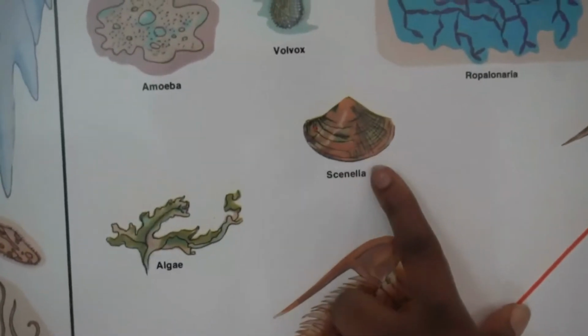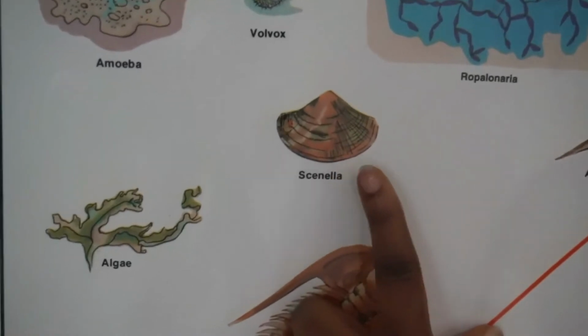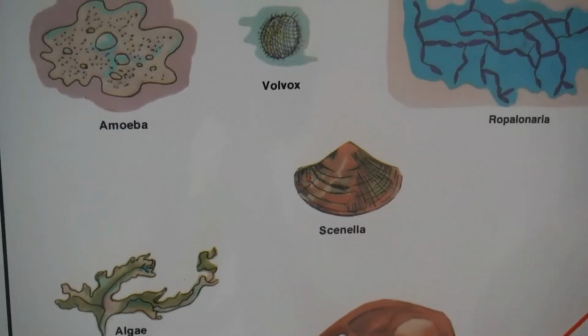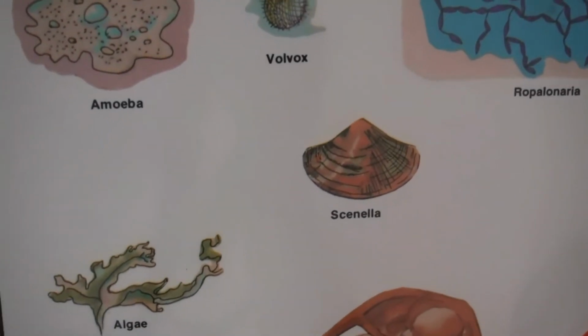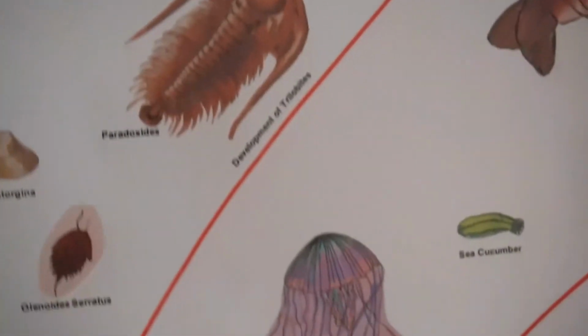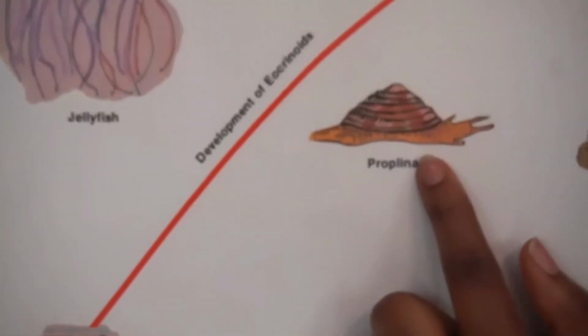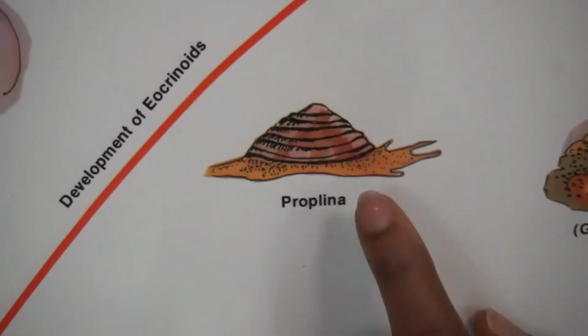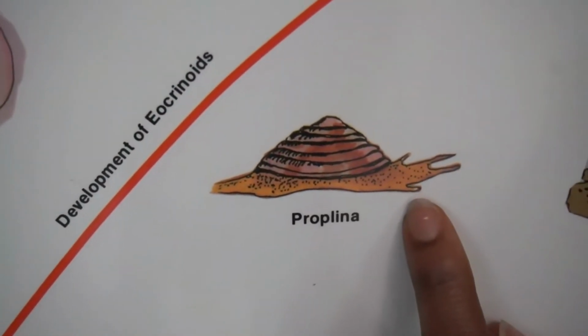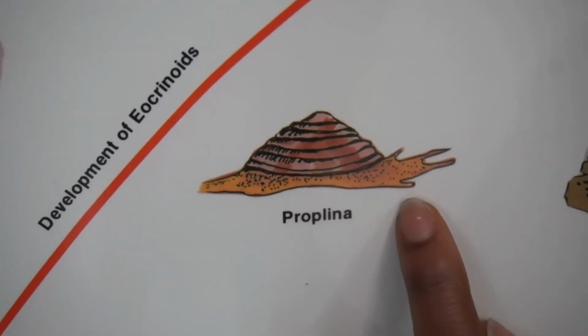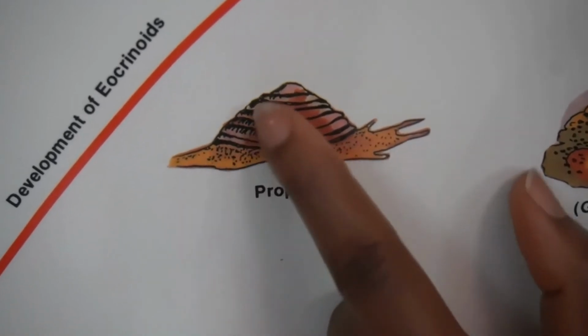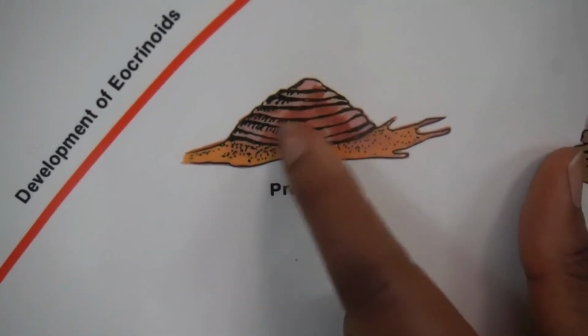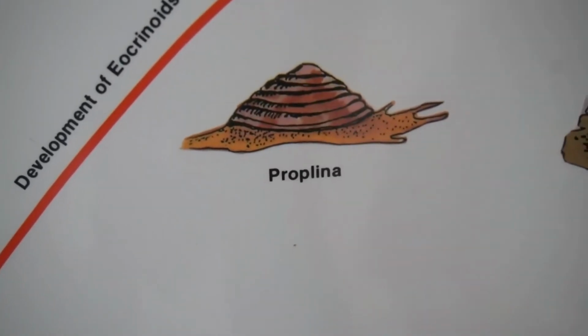So this is Sinella. And Proplina, a snail of the late Cambrian period, had a slightly coiled shell. This is the Proplina. You can see it looks just like a snail. It had head, eyes, feet, and it could hide in its shell. This is the shell when it was frightened.